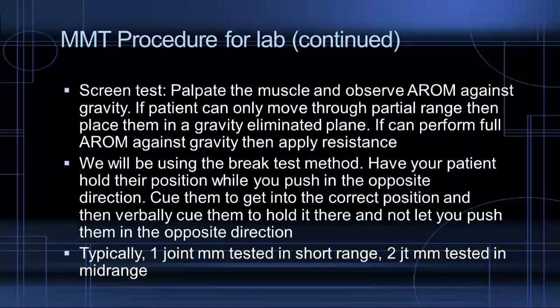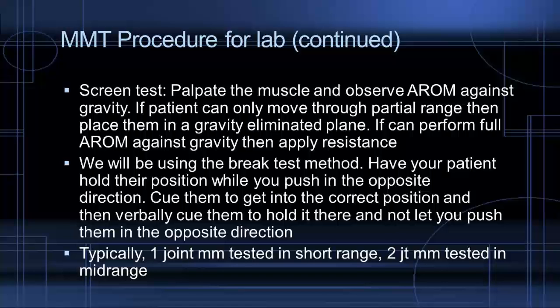So the first thing we're going to do, besides the explaining and the positioning, is a screen test. And the screen test, we're going to test active range of motion against gravity. We're going to palpate the muscle, making sure that muscle is the one that's working. We're going to observe active range of motion against gravity. Okay, so we'll talk more about grading, but if that person can move through their full active range of motion against gravity, they automatically get a 3 out of 5. That's the definition of 3 out of 5, and that's actually the most objective score that somebody can get, is they have at least a 3 out of 5.